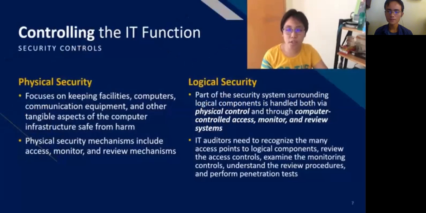So in controlling the IT function, the security controls that you can think of cover both physical security and logical security. Physical security focuses on keeping facilities, computers, communication equipment, and other tangible aspects of the computer infrastructure safe from harm. Also, physical security mechanisms include access, monitor, and review mechanisms. So, with physical security, you would mainly deal with your computer infrastructure, your equipment, where your data is stored, your servers. You have to take care of that. That's how you monitor the physical security.